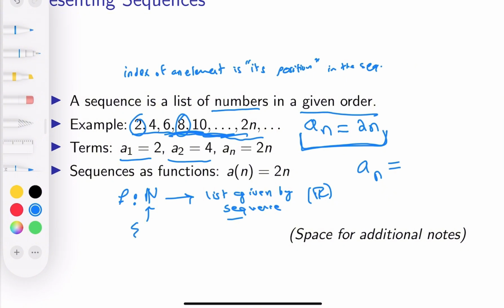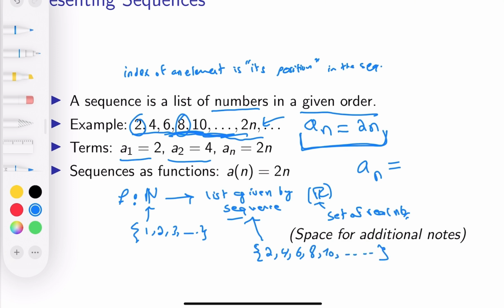what are the natural numbers? These are just 1, 2, 3, and so on. And what is R? Well, R is the set of real numbers, right? And what is the list? For example, you can just consider it as a function from N, the natural numbers, to the list of numbers. For example, if you consider this sequence, the list is like 2, 4, 6, 8, 10, and so on.